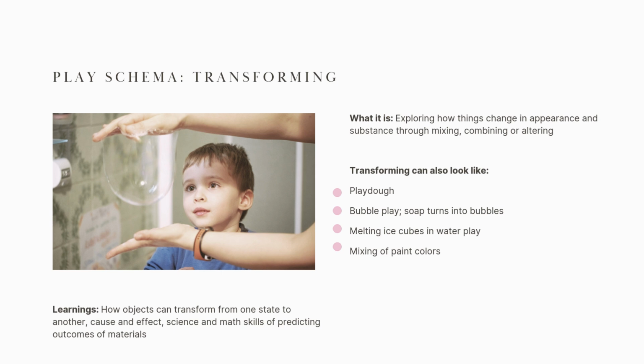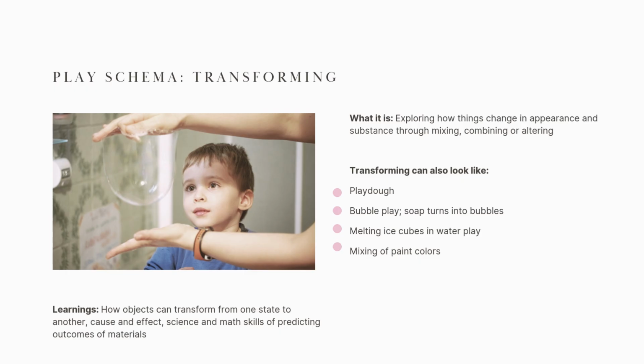The last play schema is transforming. And transforming is exploring how things change in appearance and substance through mixing, combining, or altering it. This is why children love to mix their Play-Doh and see it all turn brown, which I've seen many times. They mix all the colors together. This is just a play schema that they're participating in. Also with Play-Doh, they are manipulating the Play-Doh and seeing it transform from one shape to another, from flat to round if they roll it into a ball. All this manipulation that they're doing is participating in transforming.